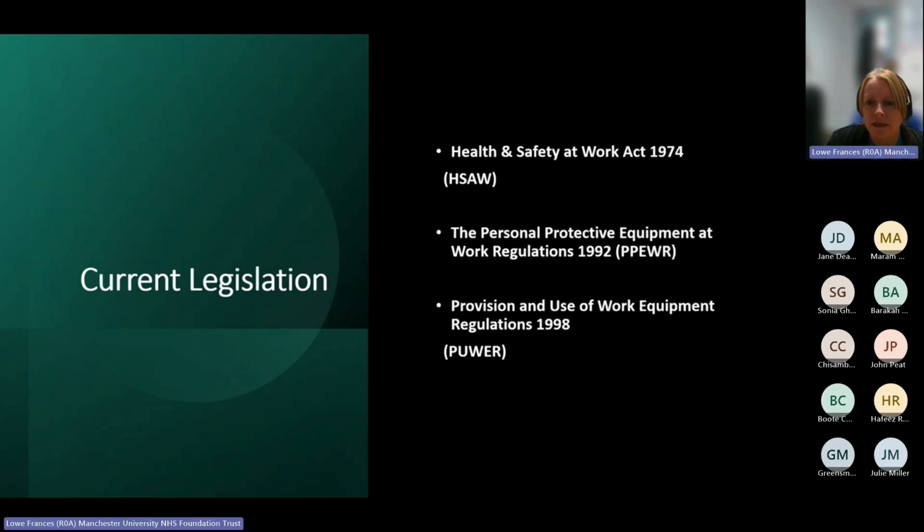So there's the Health and Safety at Work Act 1974. This is the main legislation which covers occupational health and safety in the UK. It also outlines the responsibilities of everyone for maintaining health and safety, and the everyone includes managers, employers, employees, and owners of businesses.